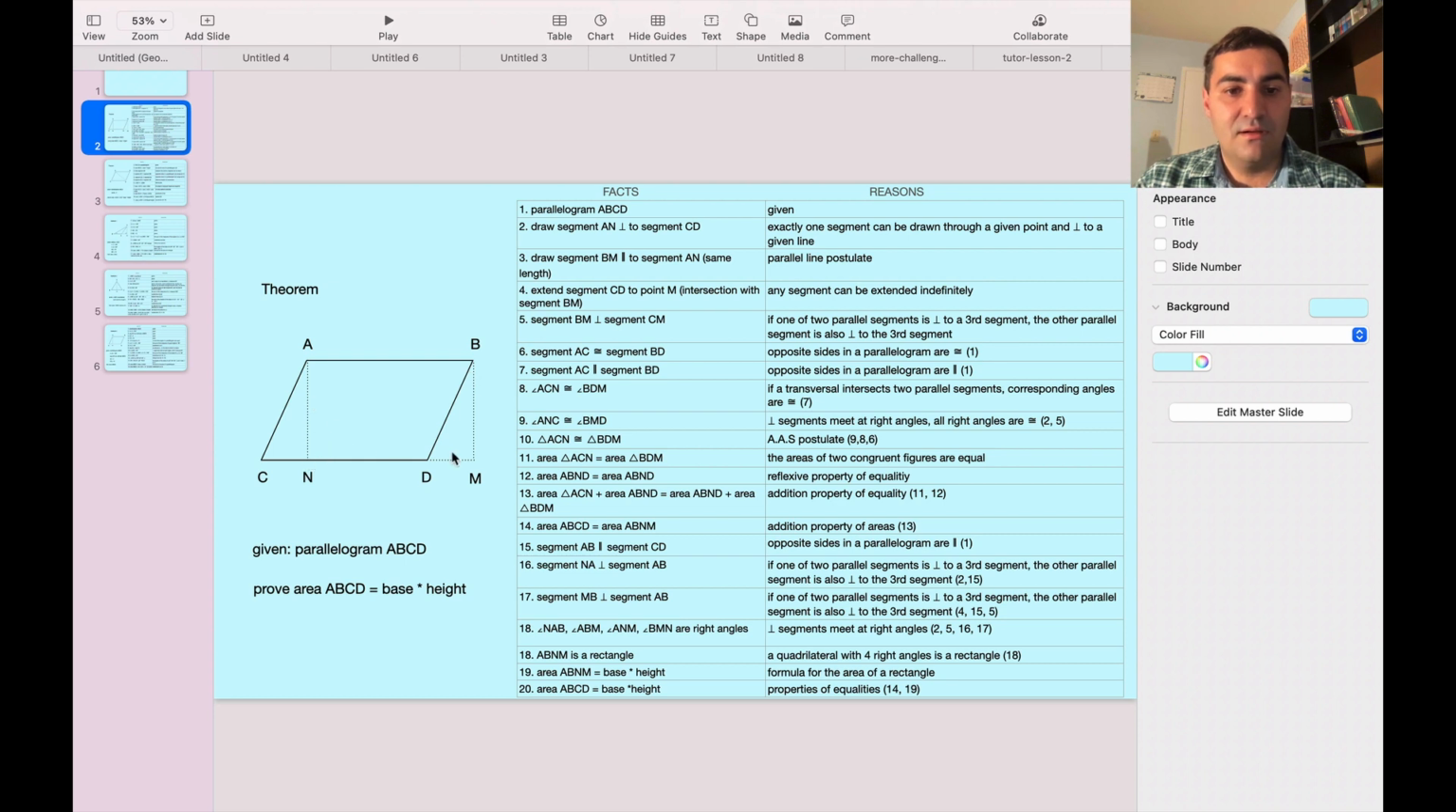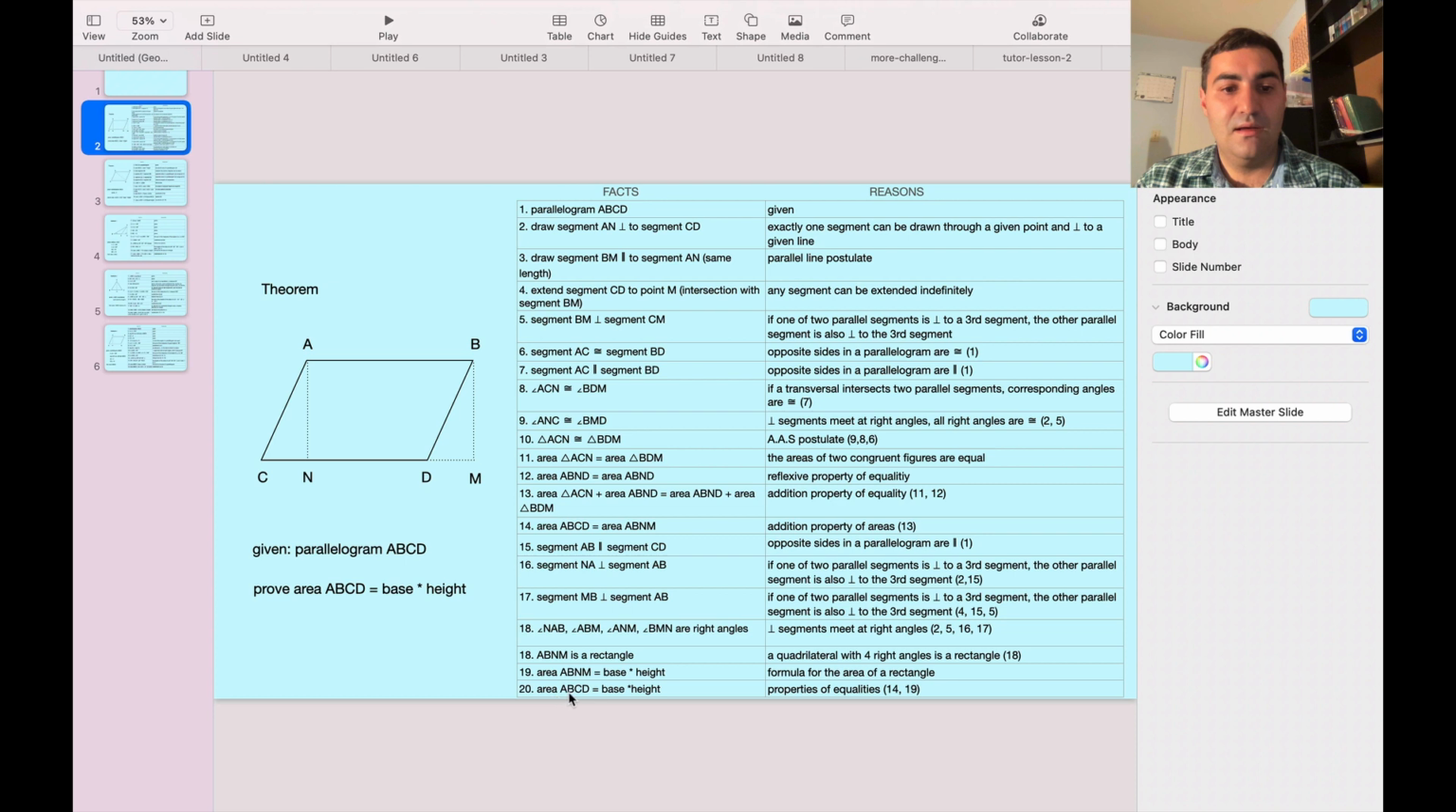ANM is also a right angle, and BMN is a right angle. So if we look at this quadrilateral ABNM, it has 4 right angles. Well, that's the definition of a rectangle. So ABNM is a rectangle, and we know from our last video that the area of a rectangle is equal to base times height. So we know that area of parallelogram ABCD is equal to area of rectangle ABNM.